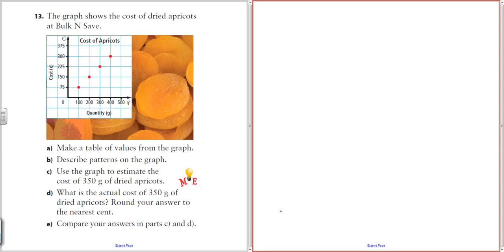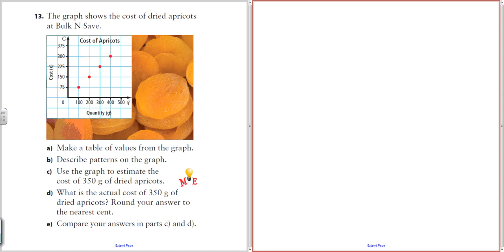9.1, question 13. The graph shows the cost of dried apricots at the Bulk and Save. To me, these look more like blood platelets, and they're really kind of gross looking, not apricots. So I don't think I'd like dried apricots. I don't know. I've never had them. But it says the cost of the apricots here is the title of it.